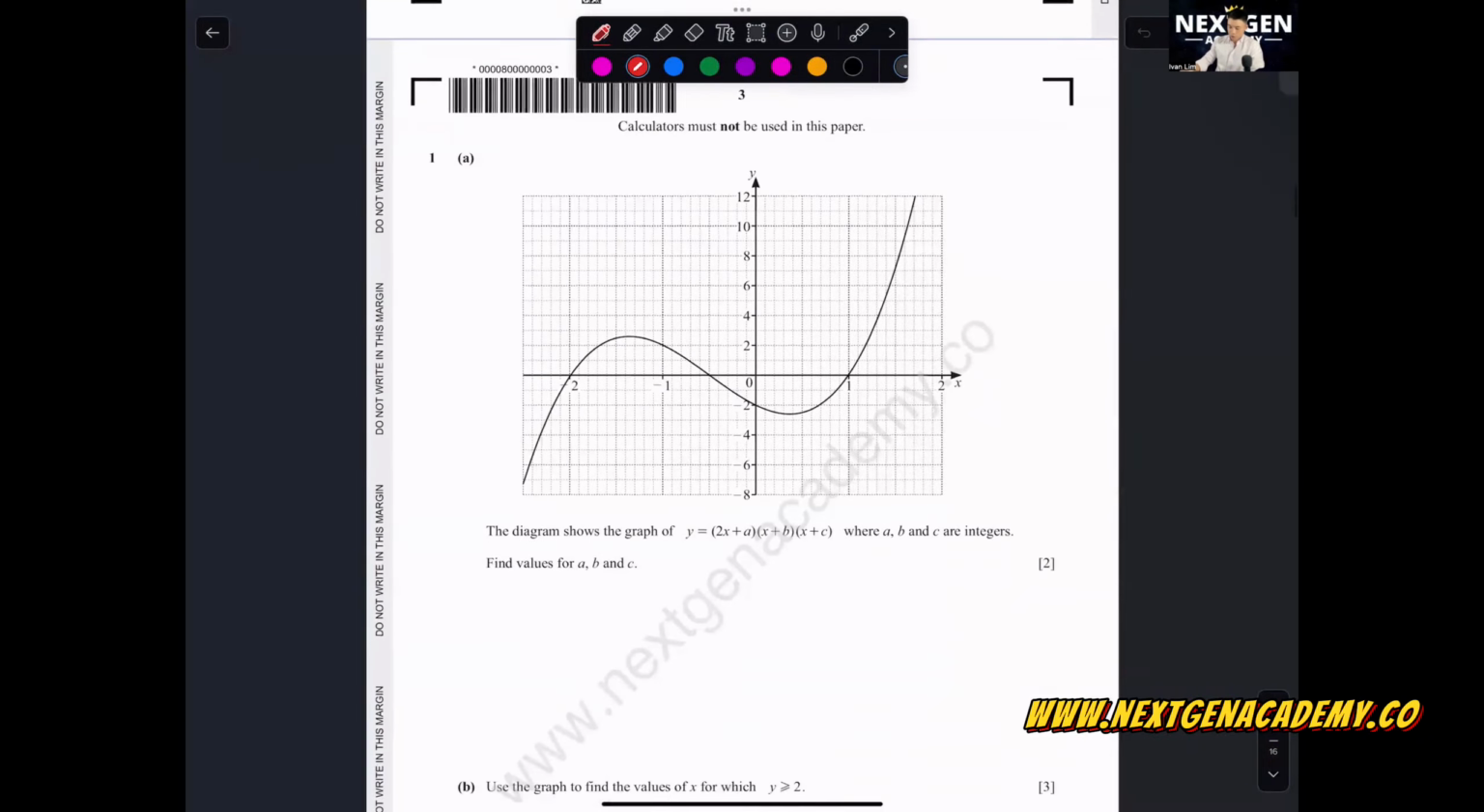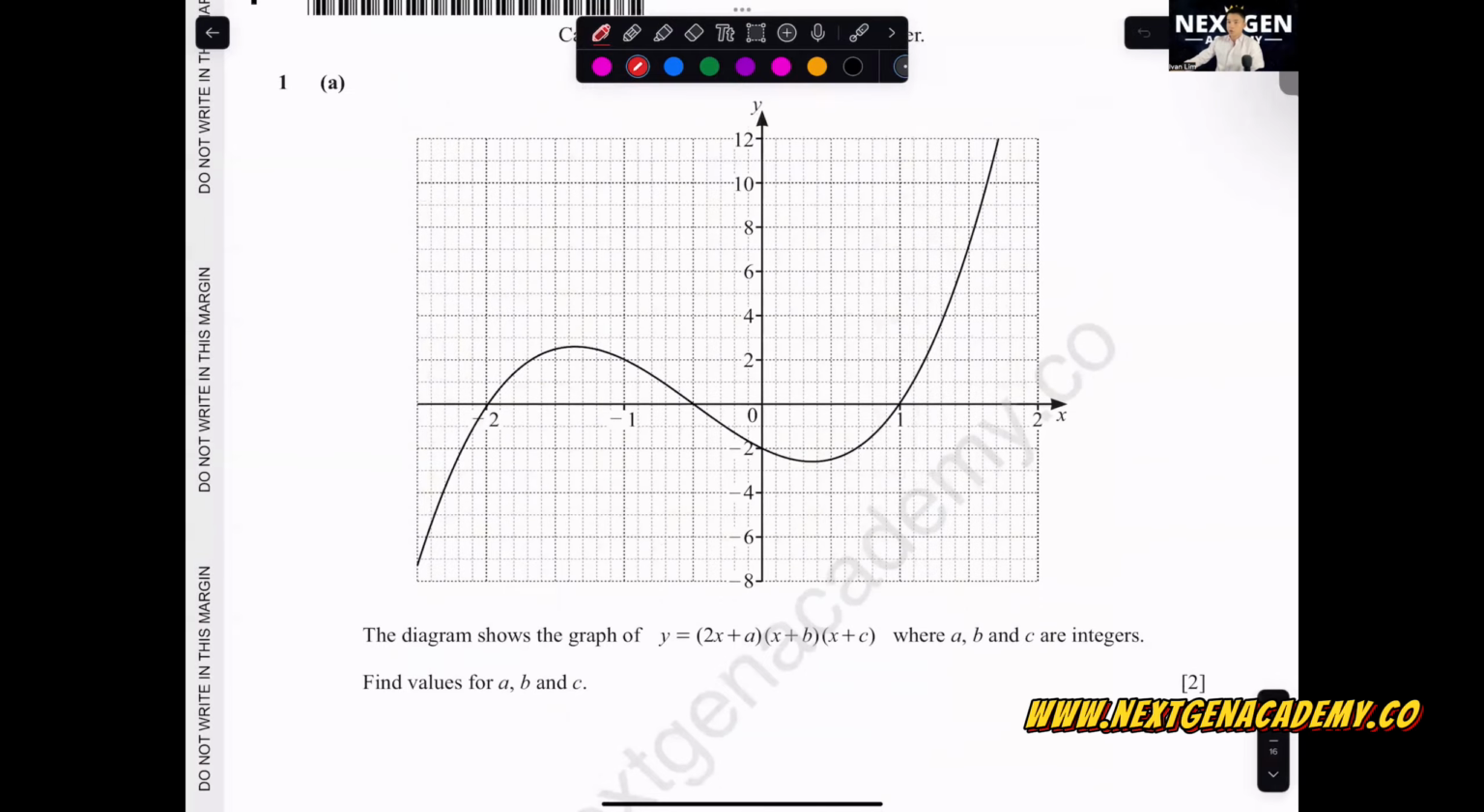We'll go straight to the questions here. Let's look at question 1A. The diagram shows the graph y equals 2x plus a, x plus b, x plus c, where a, b, and c are integers. Find a, b, and c. How do you find a, b, and c?